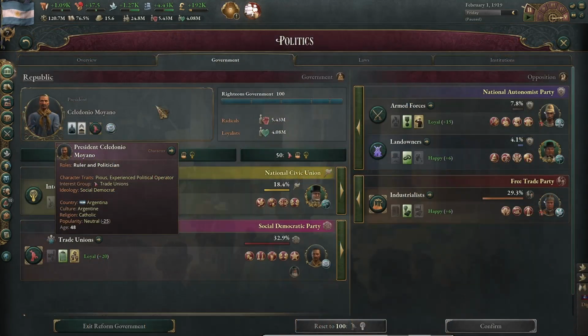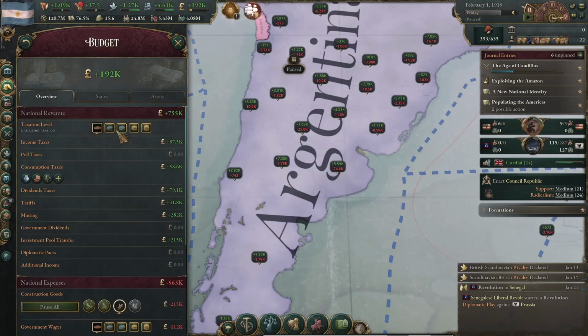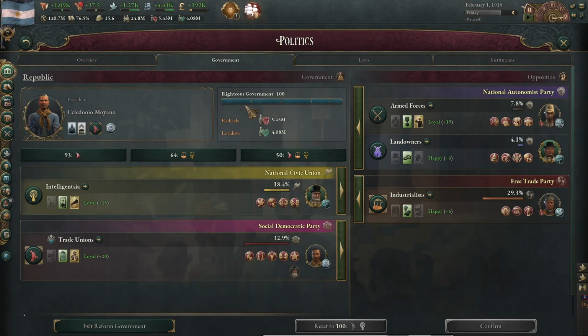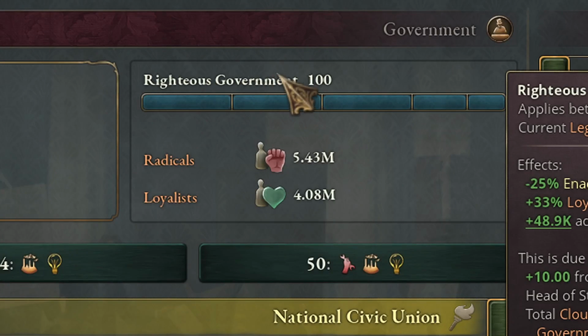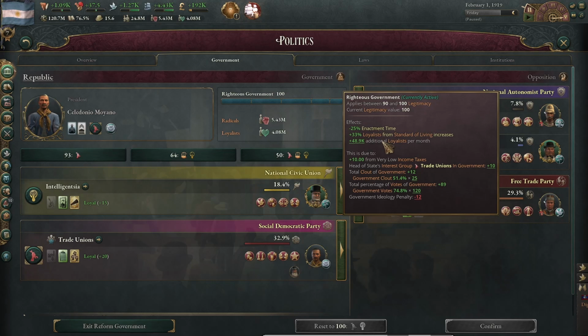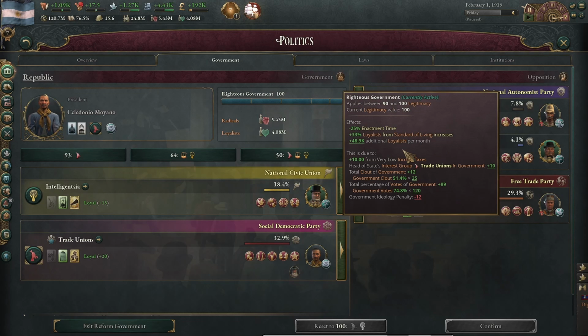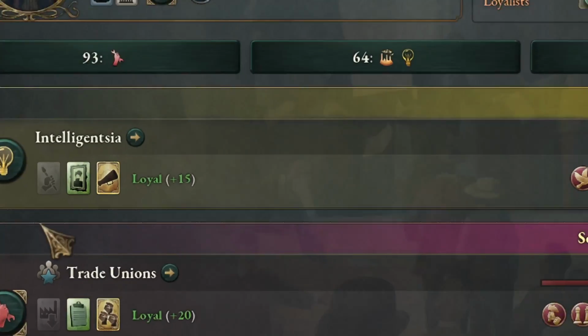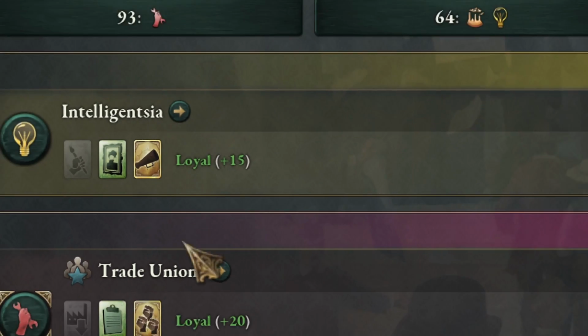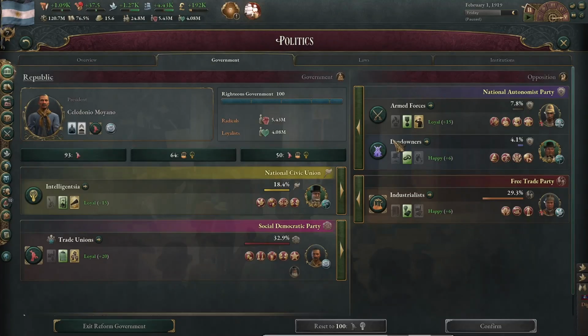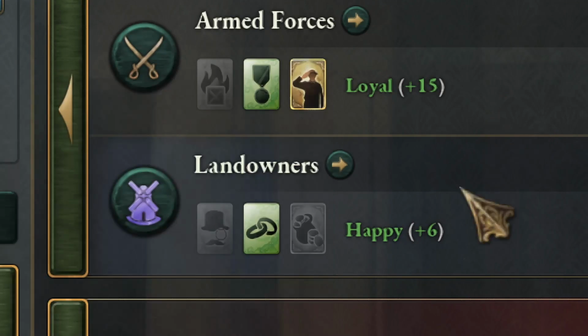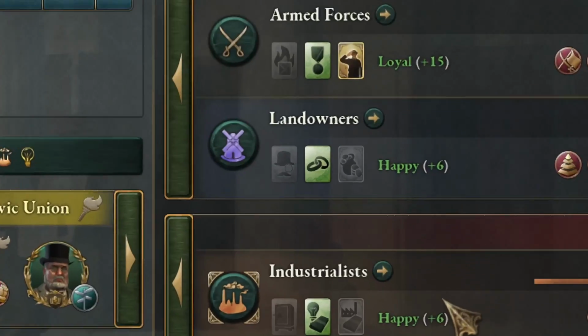But for me, the most important benefit of decreasing the taxes is that you increase your authority, and by increasing your authority, you're going to be decreasing your radicals and increasing a lot your loyalists. By doing so, you're going to be making all the factions loyal, as you can see, loyal, and they are going to be starting to pay super good benefits.